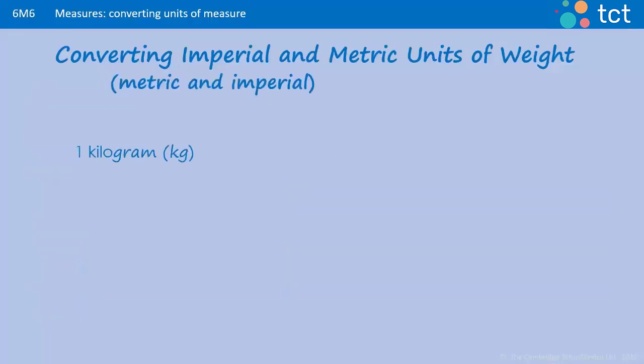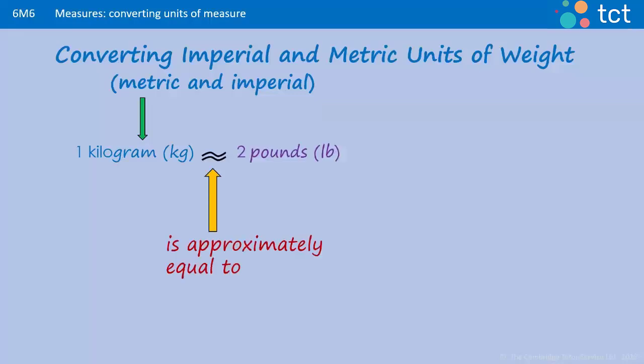This time we're looking at kilograms, the metric unit, which is approximately equal to 2 pounds, the imperial unit. If you want to be more precise, you could use the conversion 1 kilogram is approximately equal to 2.2 pounds. I'm going to use both for the first one so that you can see how it works.